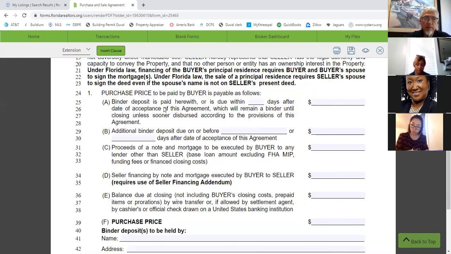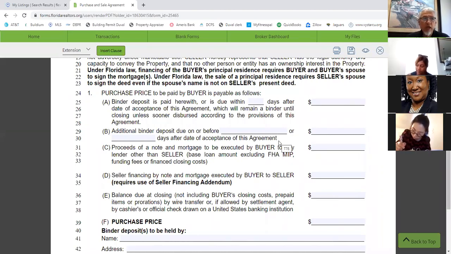Binder deposit to be paid herewith, due in X number of days. I always put 2 or 3 days there to allow this contract to get signed and cured a little bit, and then they're going to bring the binder by the office, and that's what you want to put in there. What is a normal binder you put on a contract? 3 what? Day, business day. No, that's the timing. How much? 1%. Good work. Yeah, 1% is kind of a rule of thumb.